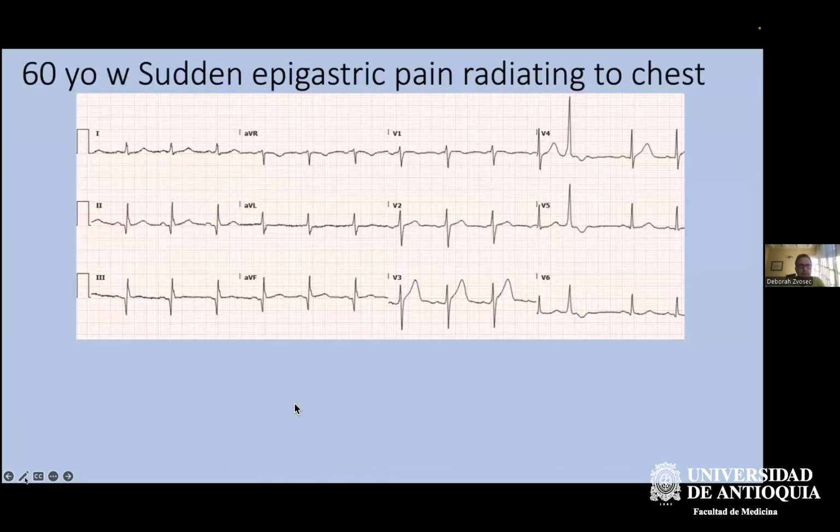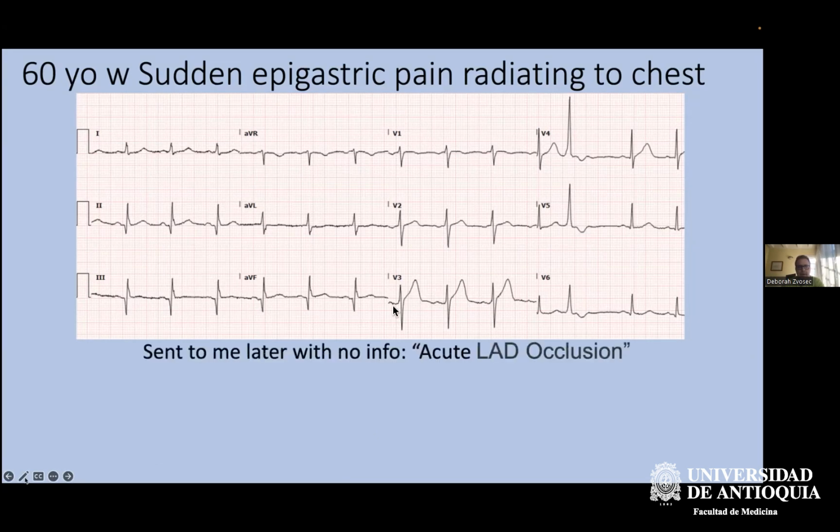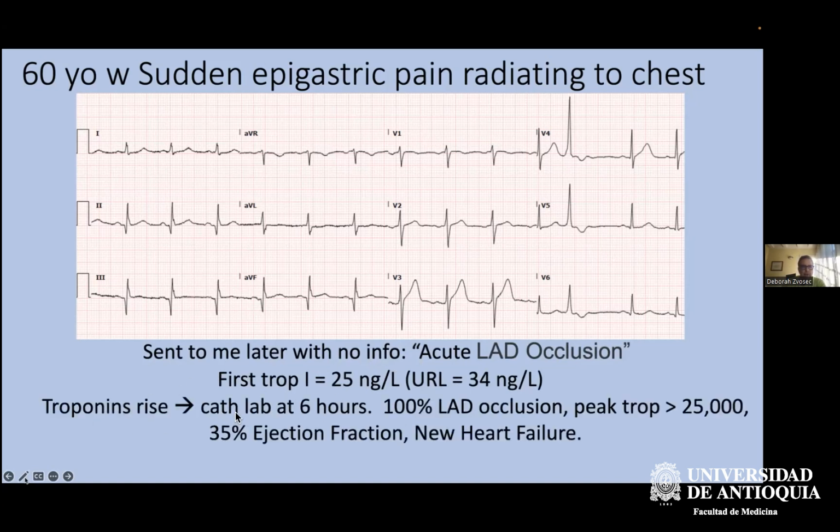So let's go back to that first case that I told you about, a 60-year-old with sudden epigastric pain radiating to the chest. And these are hyperacute T waves. And I said this was an acute LAD occlusion without any other information. The first troponin was negative. And troponins rose. The cath lab was activated at 6 hours. There was 100% LAD occlusion. The peak troponin was greater than 25,000, and the patient ended up with 35% ejection fraction and new heart failure.